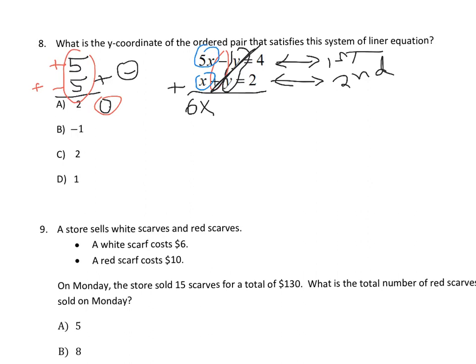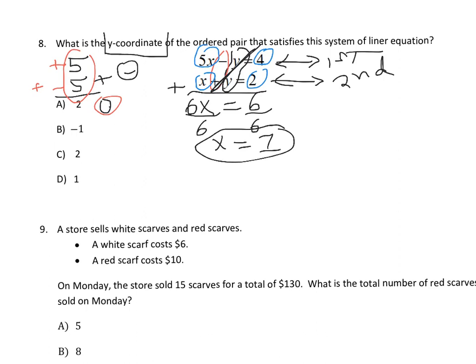So now we say, 4 plus 2 equals 6. Then we divide both sides by 6. So x equals positive 1. Now let's look at the question again. What is the y-coordinate? We're looking for the y-coordinate. Just because we found x already, we don't want to stop. We need to find the value of y.